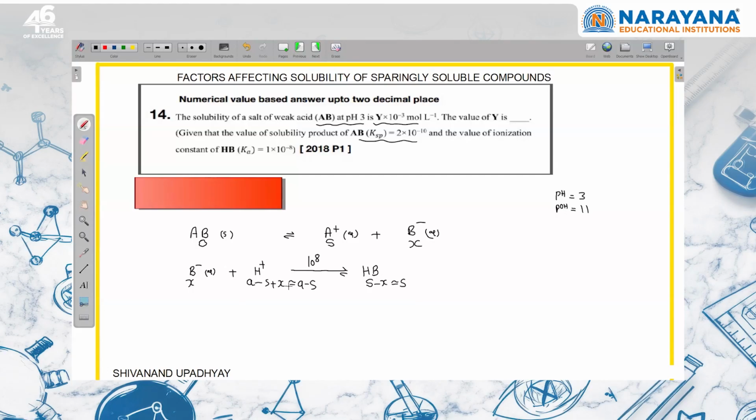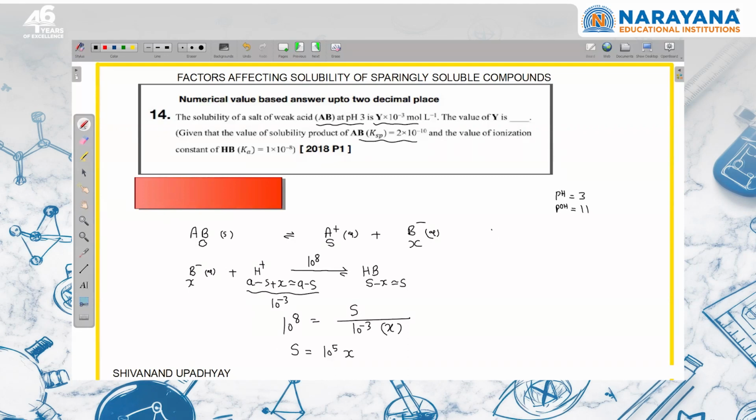Now you can write that pH of the solution is given. pH is 3, which means this whole value is 10 to the power minus 3. So the equilibrium constant is 10 to the power 8. That can be written as S upon 10 to the power minus 3 into X. And from there, you can find out that solubility is equal to 10 to the power 5 times X. We have to calculate this.